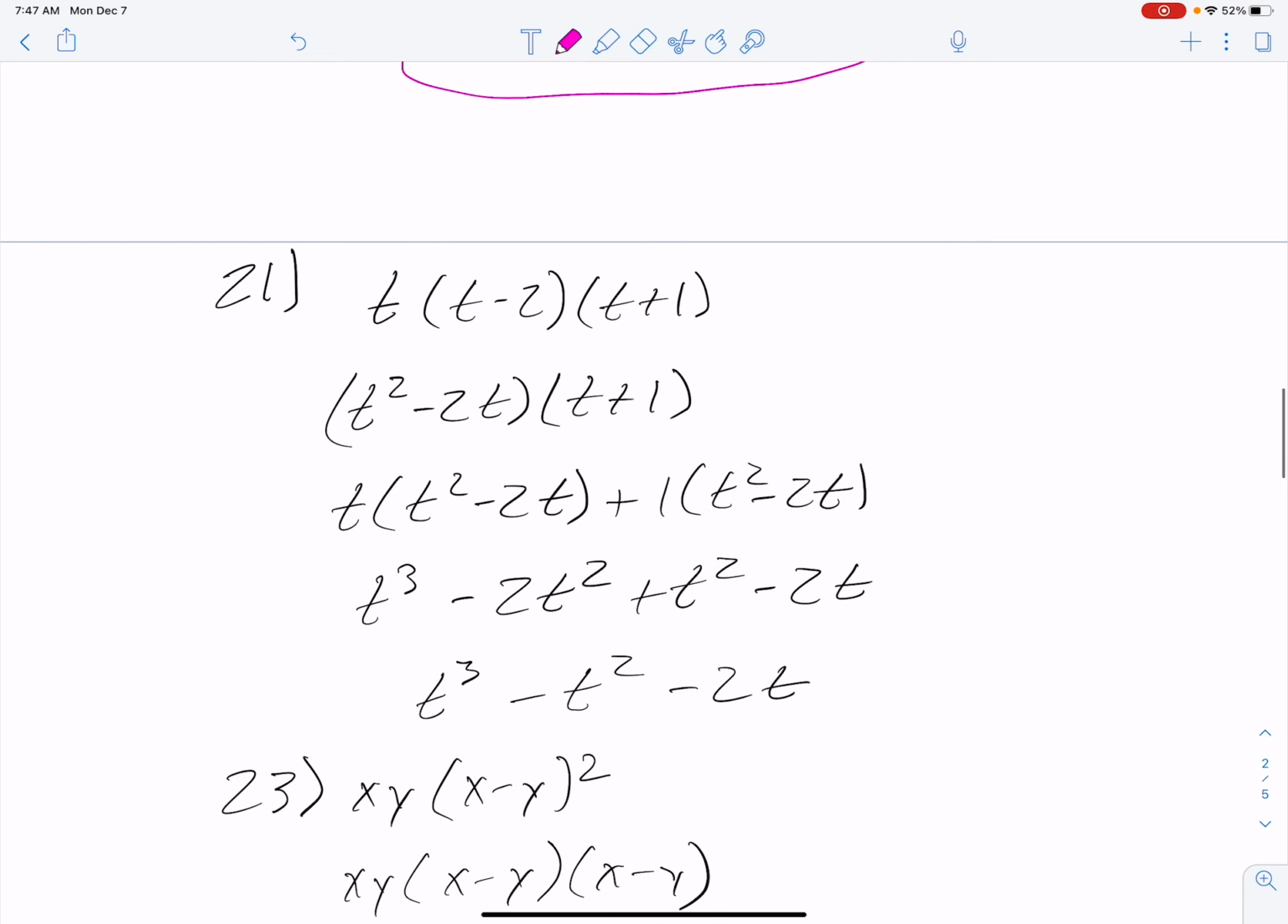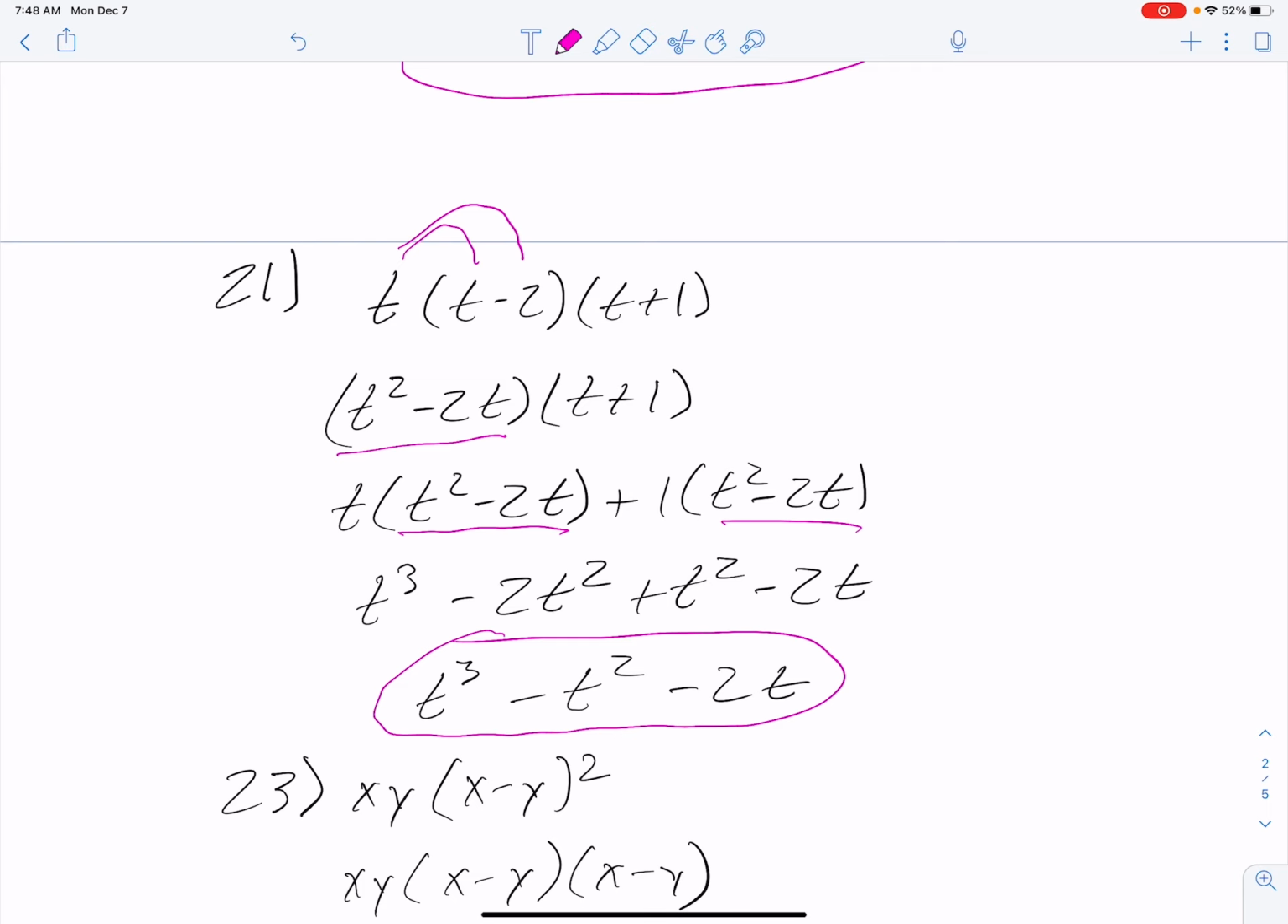All right, 21, it's up to you. You can multiply the first two terms, or you can multiply the second two terms, or if you wanted, you could multiply the first and the third, but we're not going to distribute the t to both binomials. We're only going to distribute it to one of the binomials. So I went ahead and distributed it to my first term, got t squared minus 2t, and now I'm distributing t squared minus 2t to t plus 1, continued my distribution, ended up with a like term in the middle, and I've got my final answer.